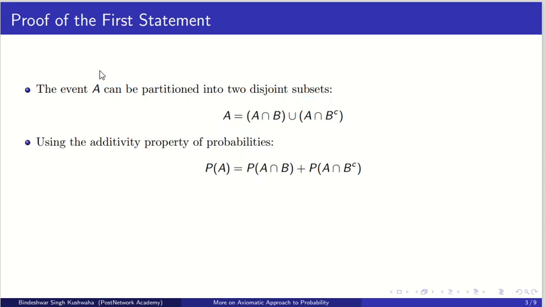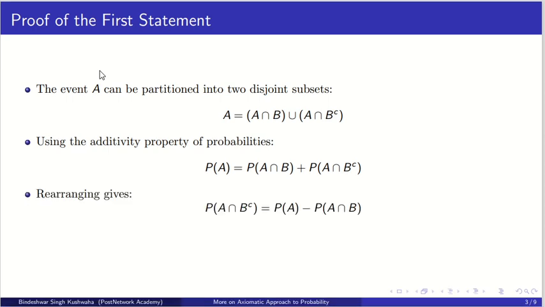So here, using the additive property of probabilities, P(A) is equal to P(A intersection B) plus P(A intersection B complement), and just transfer P(A intersection B) to the left side. We will get P(A intersection B complement) is equal to P(A) minus P(A intersection B).